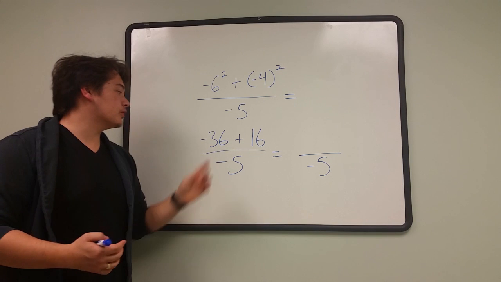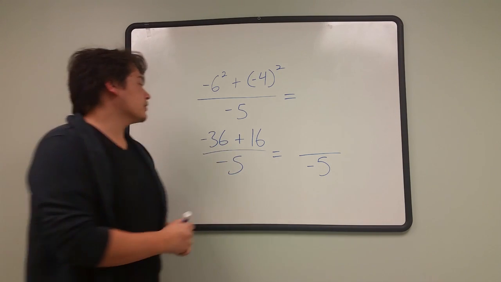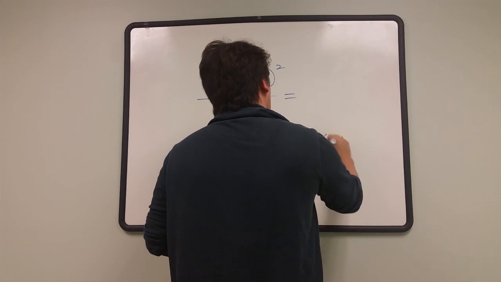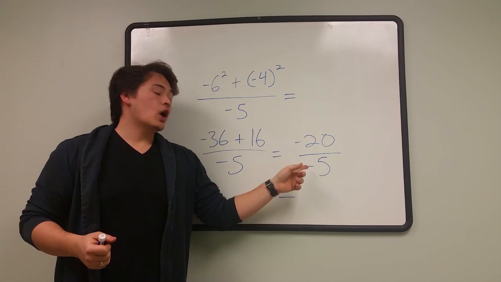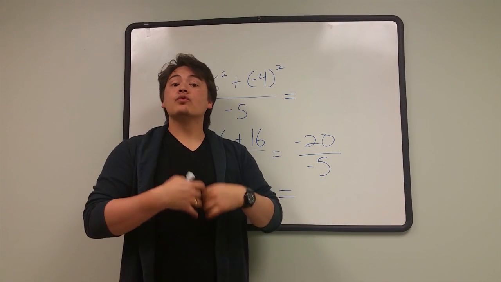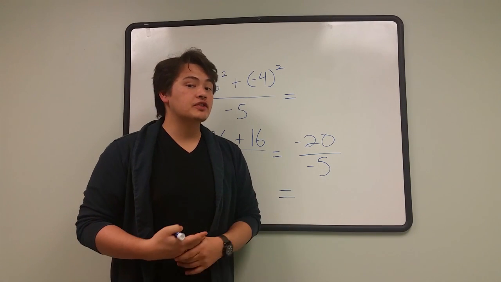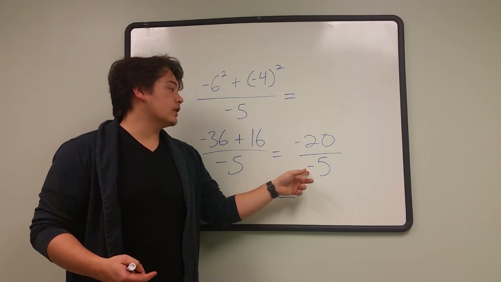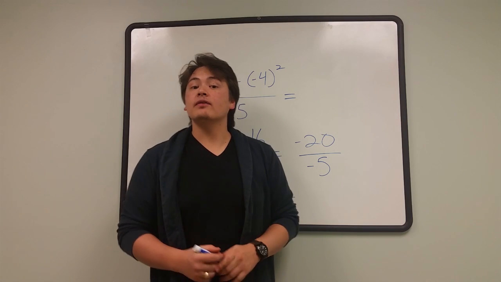So now all we're going to do is subtract 36 from 16, which is going to give us negative 20. So we have negative 20 over negative 5. And the rules that apply for multiplication apply to division as well. So in this case, a negative 5 can go into a negative 20 how many times? A positive 4 times.